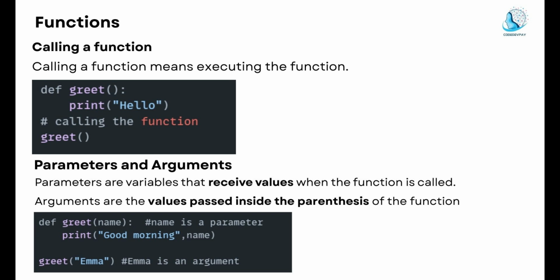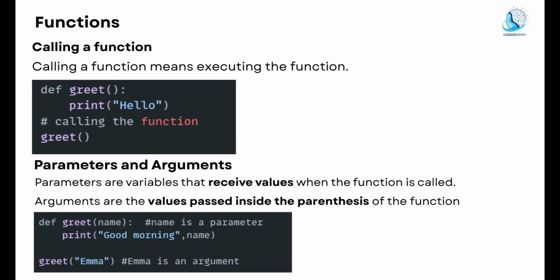Now we are going to introduce parameters and arguments. A parameter is simply a variable that receives values when the function is called. We'll take a look at the example here. We have def greet in brackets name. So in here, name is used as a parameter. The name here is a variable where we are going to pass in values whenever we call the function. Arguments are the values that are passed to parameters.